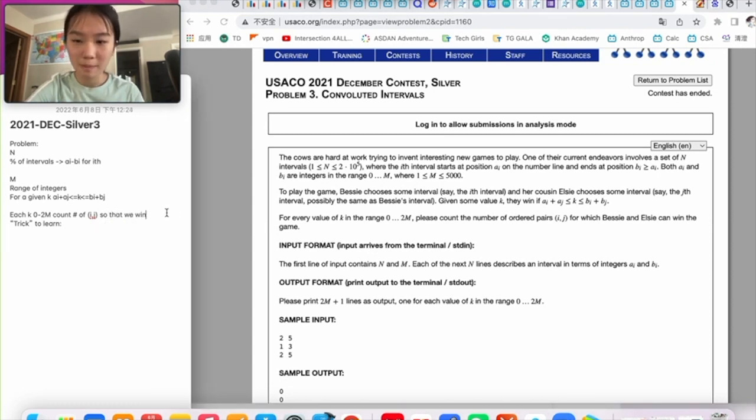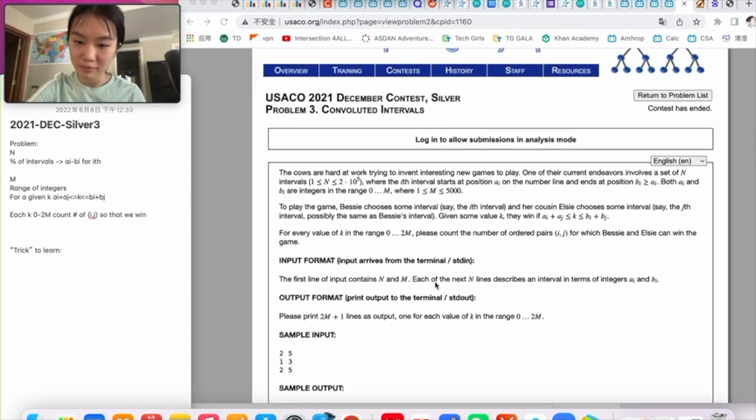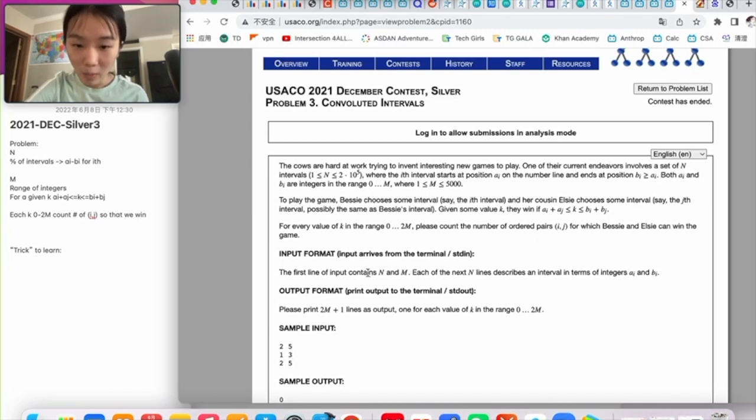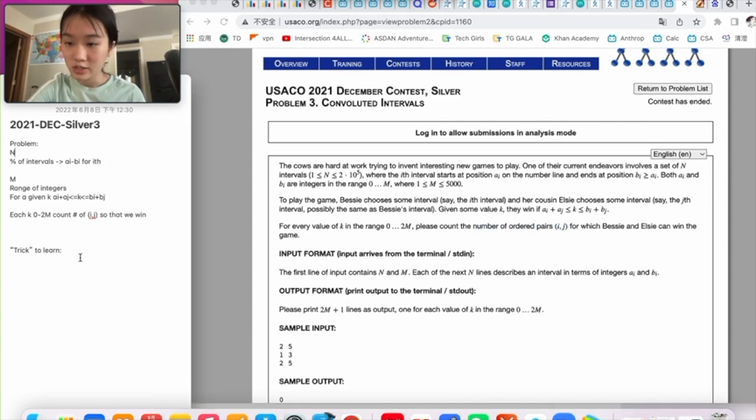So this is a strategy counting problem. For each K, we're going to count how many ordered pairs IJ we can choose to satisfy this property. Before that, we're going to go through the input and output format, which we can actually guess. We're going to be given N and M, and then N intervals, right? AI and BI as the interval. And for the output format, we'll print 2M plus 1 lines, and each line is for each value of K. We need to count the number of ordered pairs IJ. So this is something we can guess.